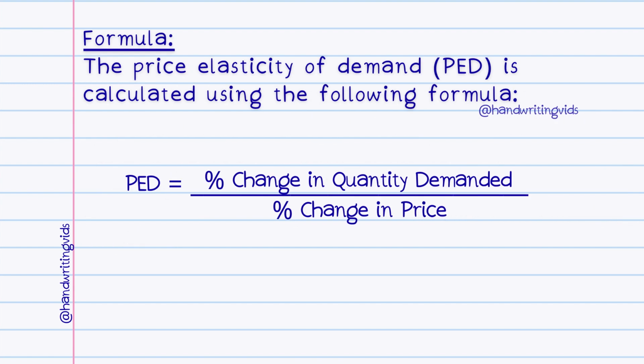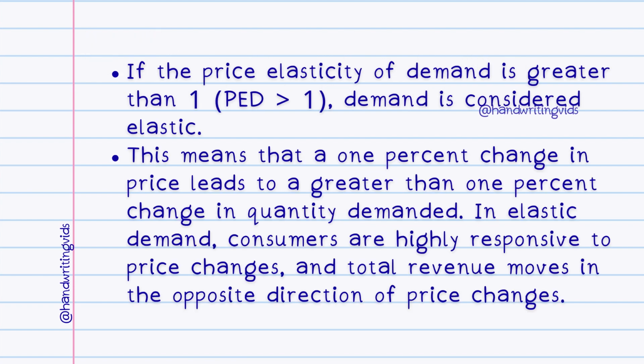The price elasticity of demand, PED, is calculated using the following formula. PED equals percentage change in quantity demanded divided by percentage change in price. If the price elasticity of demand is greater than 1, demand is considered elastic. This means that a 1% change in price leads to a greater than 1% change in quantity demanded.